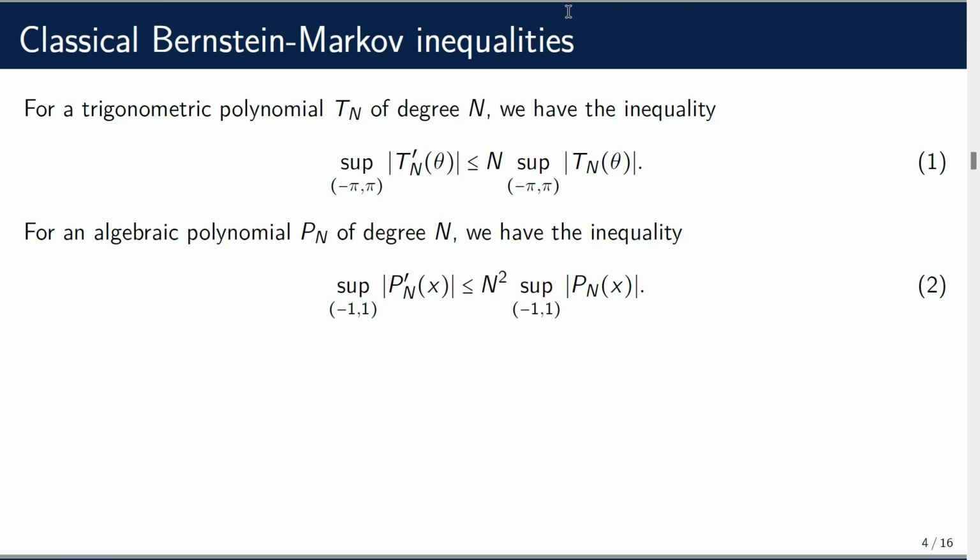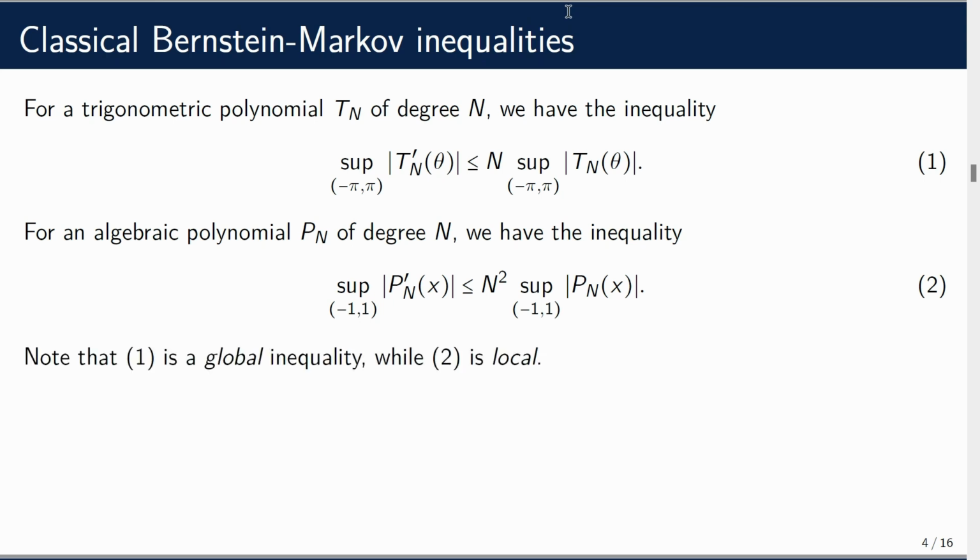The other inequality is usually called the Markov inequality. If you take an algebraic polynomial of degree n, then you can bound the supremum of the derivative on an interval, say the interval minus 1, 1, by n squared, the degree squared, times the supremum of the polynomial. Okay. Eugenia would say these are inequalities that we all learned in high school. I certainly don't know any of this in high school. I don't think I knew what a polynomial was, but I believe Eugenia did.